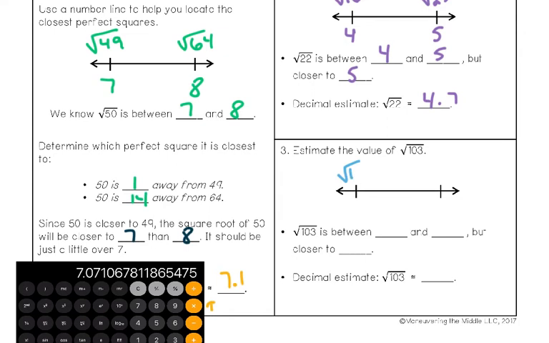So I'm just going to go ahead and plot those on the number line. So between 100 and 121. I know that the square root means what number times itself gives me the number that's underneath of the radical, or the square root symbol. The square root of 100 is 10. The square root of 121 is 11. So I know that the square root of 103 is between 10 and 11, but 103 is closer to 100, so it's closer to 10. The decimal estimate of the square root of 103, therefore, would be about 10.1. Anything close to that is a good estimate.